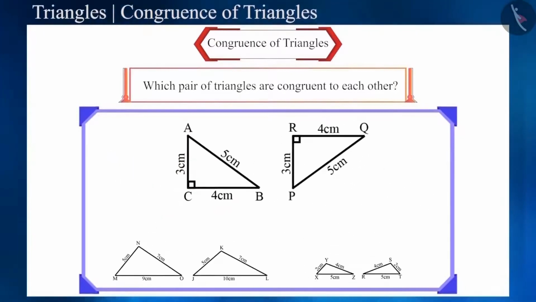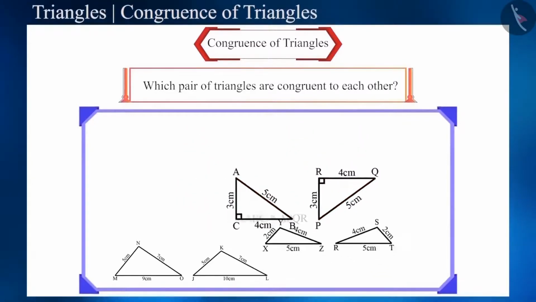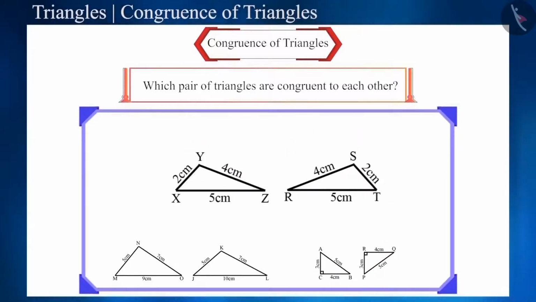If you notice the first pair, the sides of the triangle are 3, 4 and 5 centimeters. The only difference is that the second triangle is rotated. If the corresponding sides of the triangle are equal, then the triangles will be congruent. What do you think looking at the second pair? Yes, these are also congruent triangles. These look like a mirror image of each other.